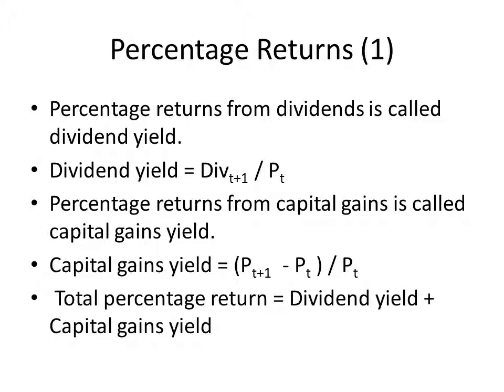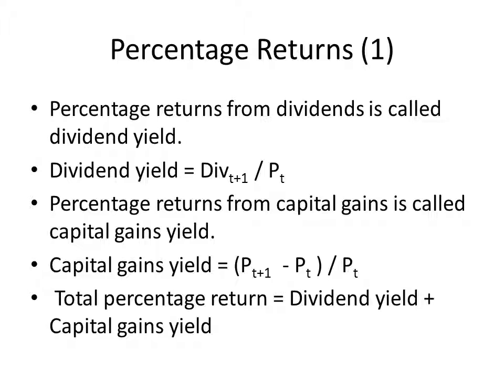The percentage returns from dividends is called dividend yield. And we calculate the dividend yield as the dividend at the end of the year divided by the price of the share at the beginning of the year. That's what Div sub t plus 1 means: dividends a year from the time you purchase the stock. And P sub t is the price you pay for the stock. Basically, we're saying here, what kind of dividends am I going to receive compared to what I paid for that privilege at the beginning of the year?